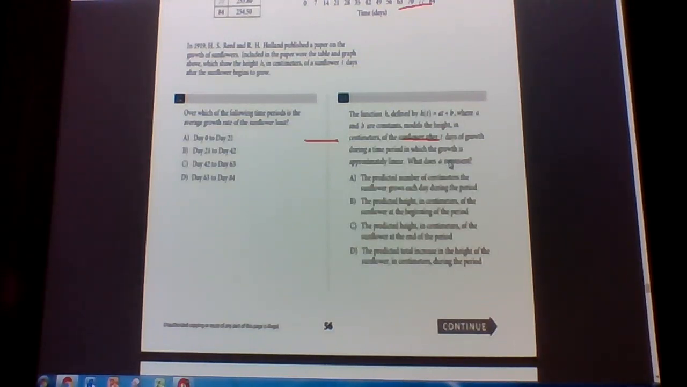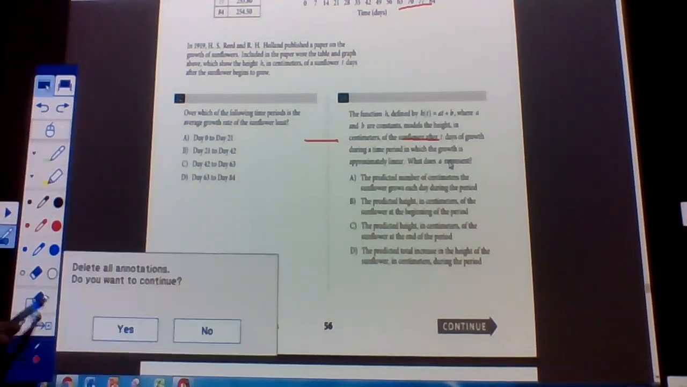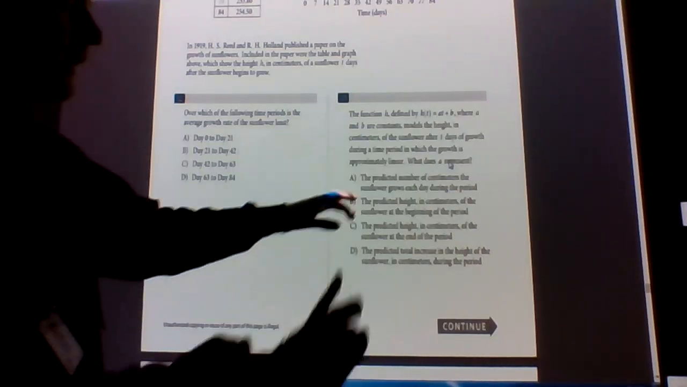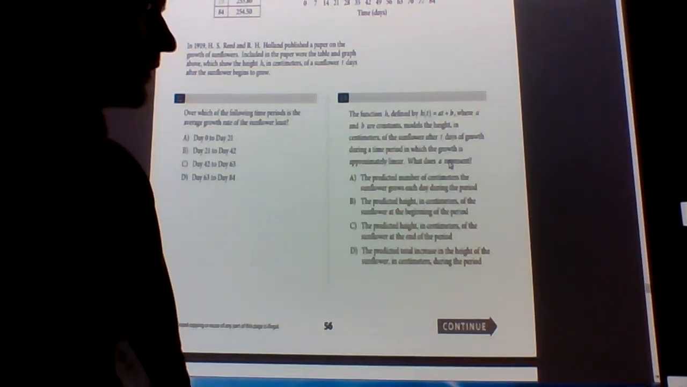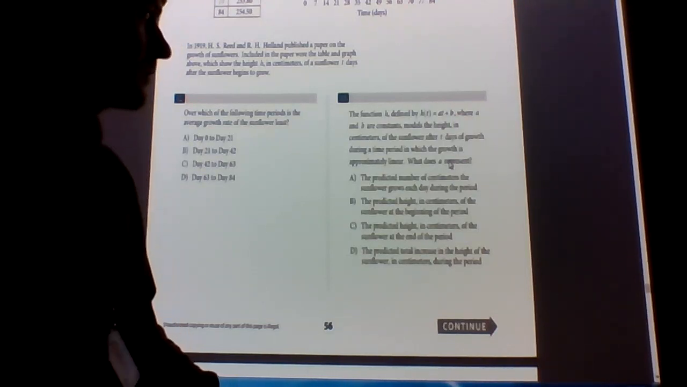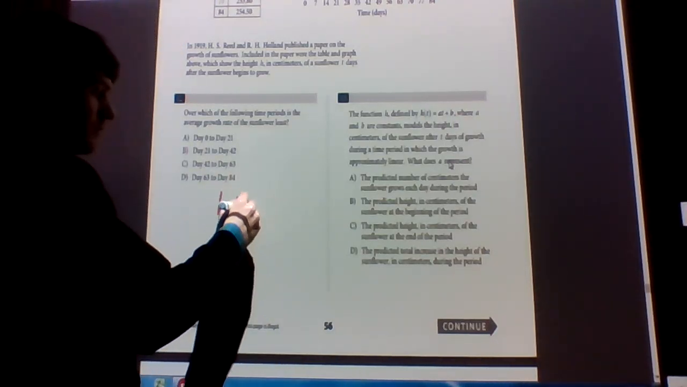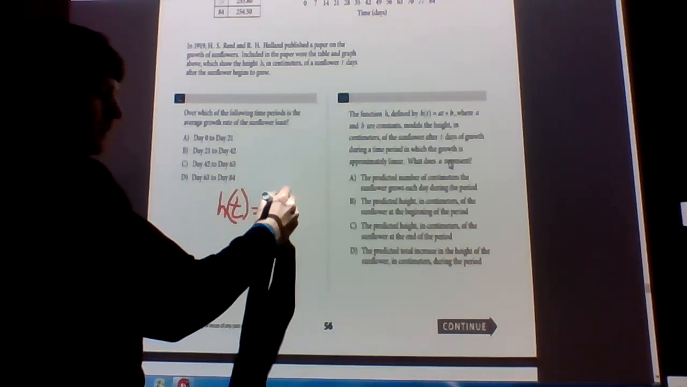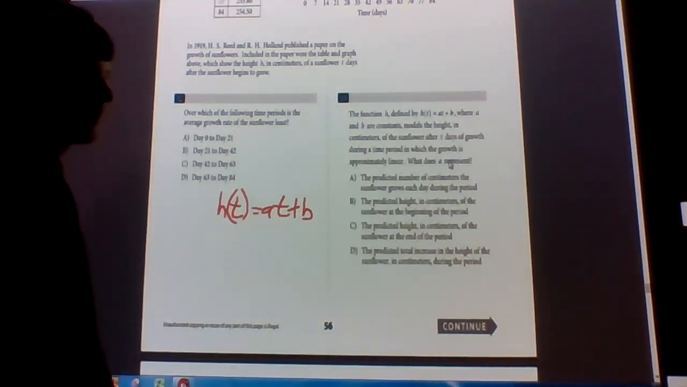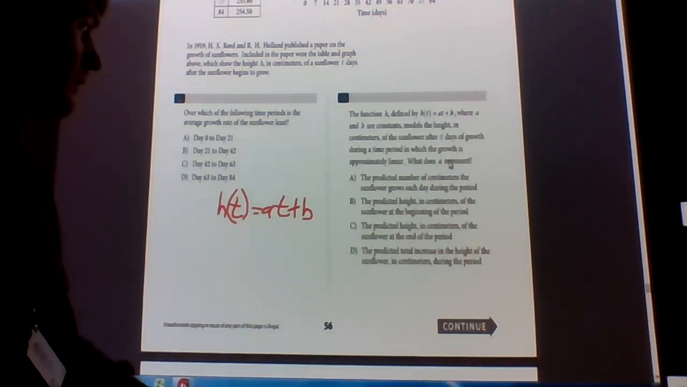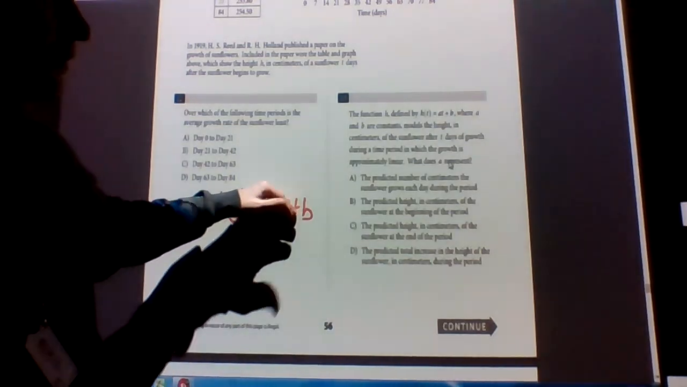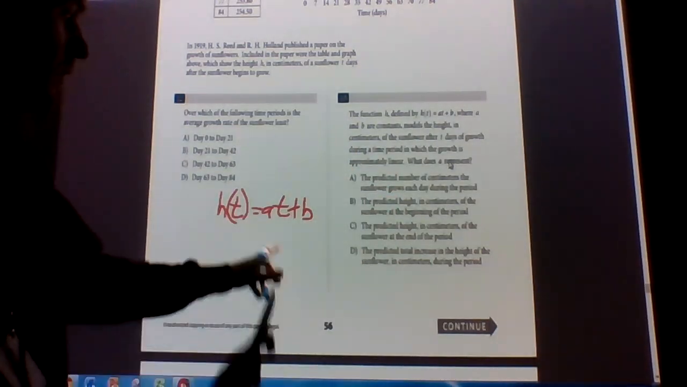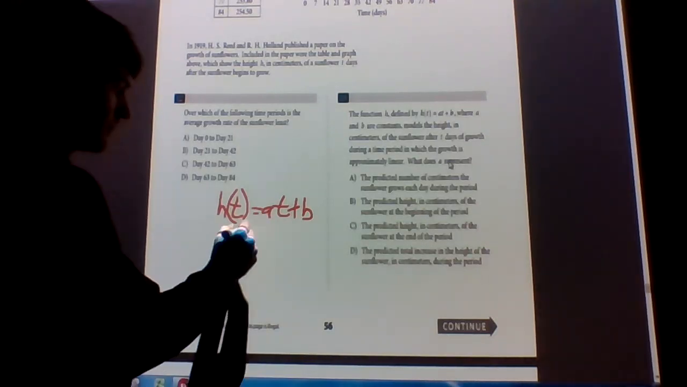Okay, the function h, defined by h of t equals at plus b, where a and b are constants, models the height in centimeters of the sunflower after t days of growth during a time period in which the growth is approximately linear. So h of t equals at plus b. What does A represent? A is going to be the rate, and B is wherever it started. It's telling us approximately linear, so it's linear. So it's y equals mx plus b.